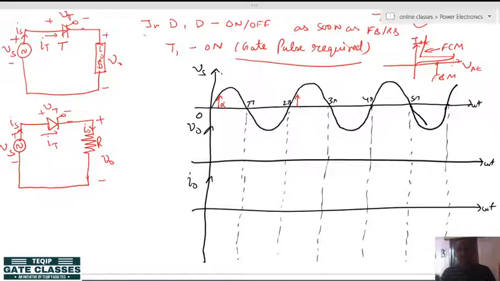So these are the triggering angles I am marking: alpha, alpha plus 2 pi, then alpha plus 4 pi and so on. If you mark like this, these are the triggering instants. Alright, so let's start the working, how this thyristor circuit will work.